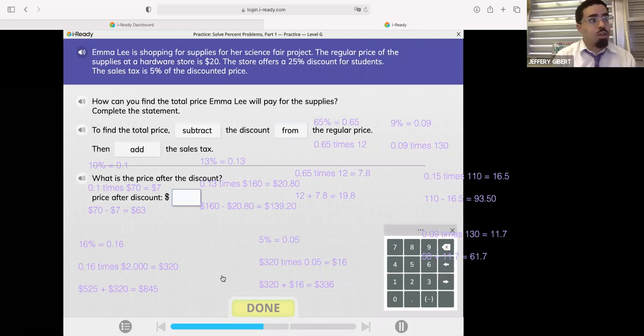What is the price after the discount? All right, everyone, make sure you have your cameras on. They're about to come in.